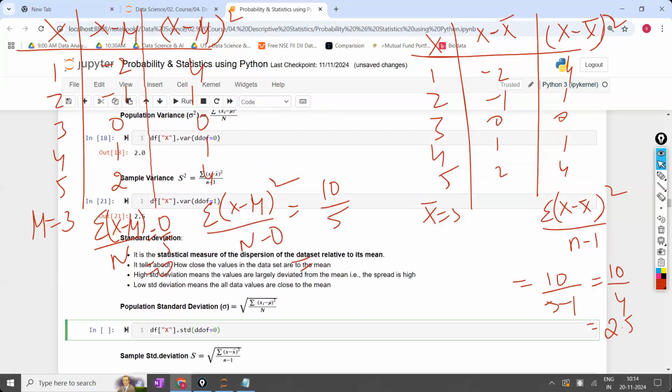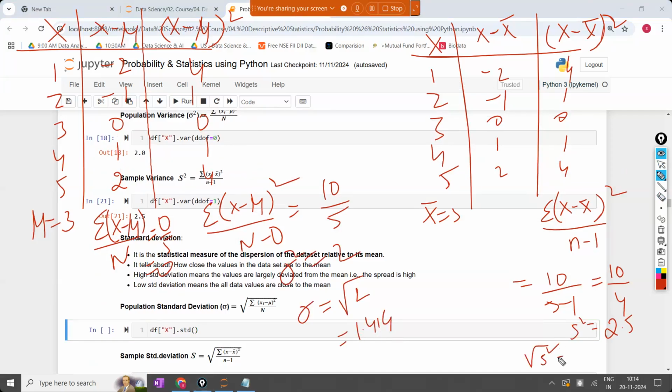Next one is standard deviation. How to calculate population standard deviation? Here the answer is 2, the variance is 2. This is sigma square, and this is S square. Now, how to calculate standard deviation? Sigma is the square root of 2, which is 1.414. S is the square root of S square, which is the square root of 2.5. This is the sample standard deviation.